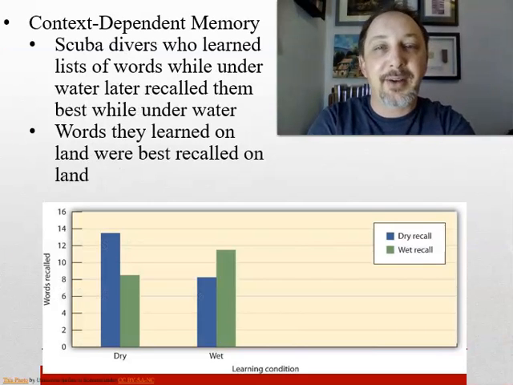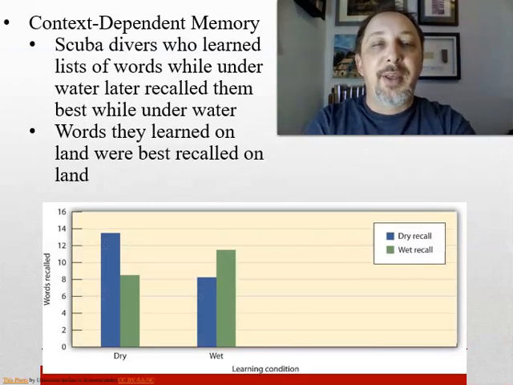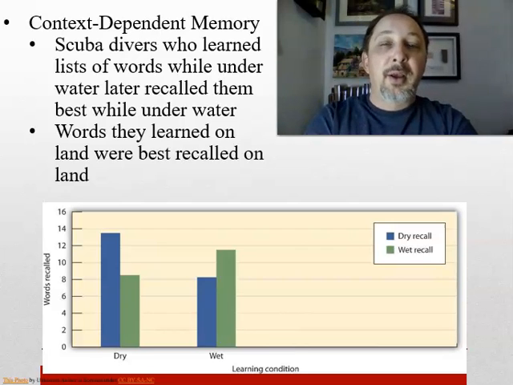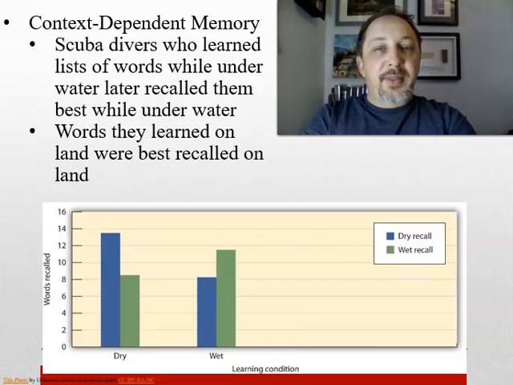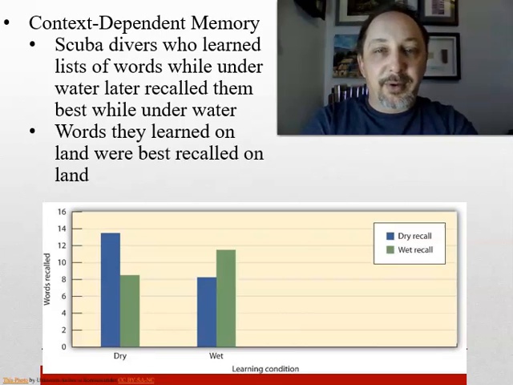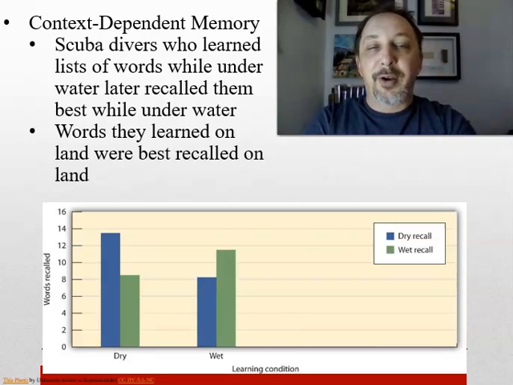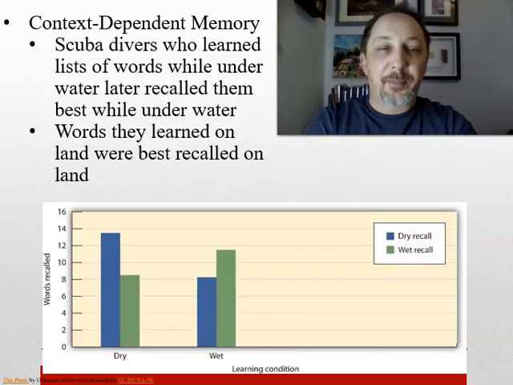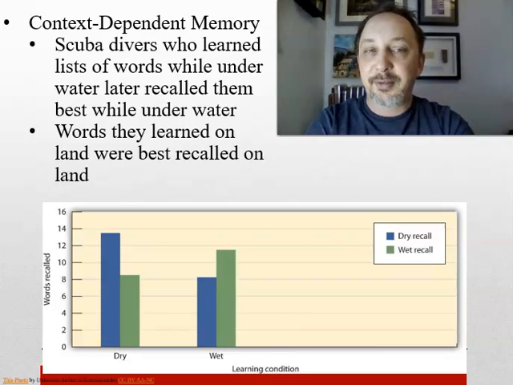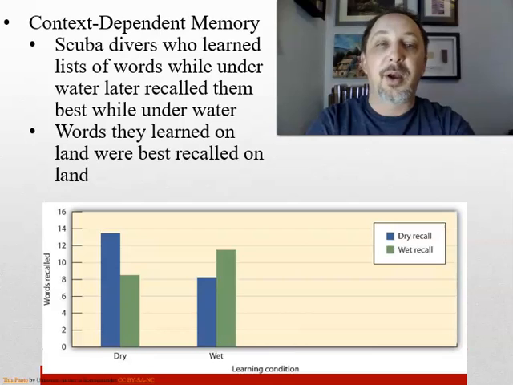Another way to think about it is context-dependent memory. They gave scuba divers lists of words while underwater and while on land. So they got one list underwater and one on land. And they studied those lists. And then they were tested, a while later, an equal number of times for every condition. They were tested underwater and on land on both lists. Well, the list they learned on land, they remembered better on land. The list they learned underwater, you guessed it, they remembered better underwater.